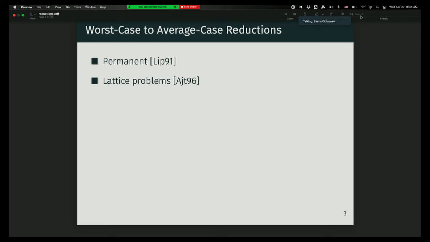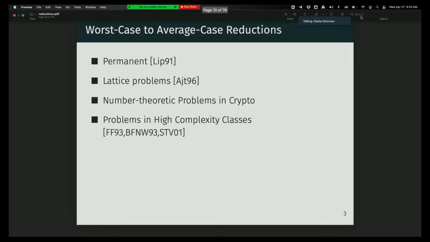Later, Ajtai showed this for certain lattice problems, and as we know now, this led to a very powerful and beautiful area of, say, lattice-based cryptography. Also for standard number theoretic problems in cryptography, like discrete log, RSA, quadratic residuosity, they all are random self-reducible, so they all admit very efficient worst-case to average-case reductions. Also for even classes of problems in high complexity classes like #P and PSPACE, we also know worst-case to average-case reductions, efficient ones.